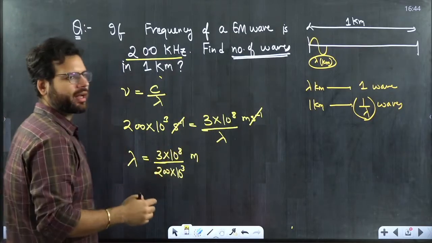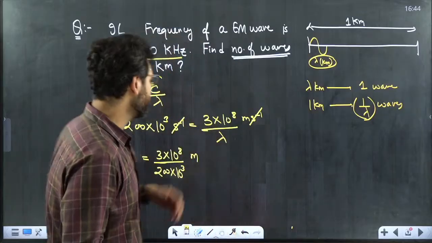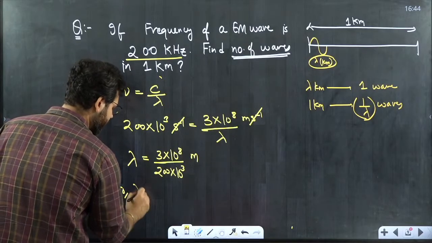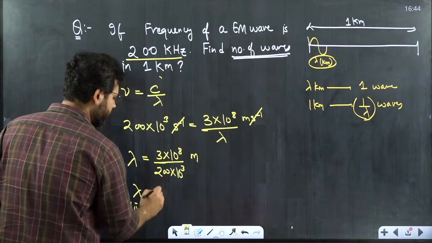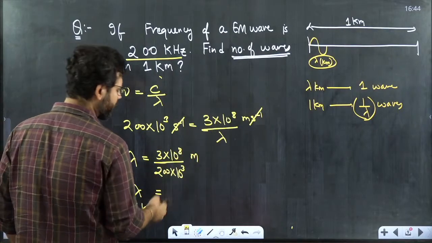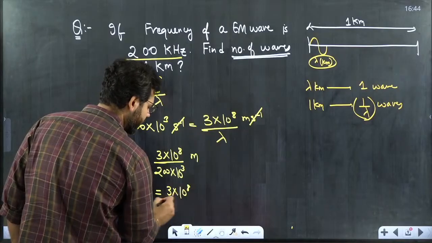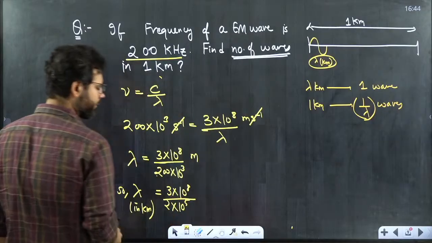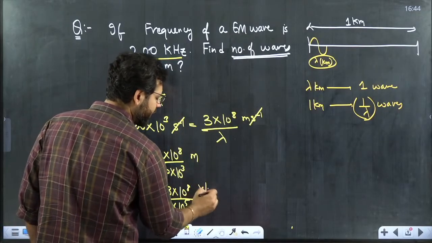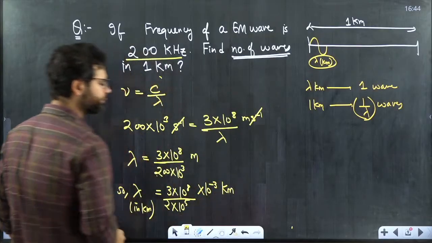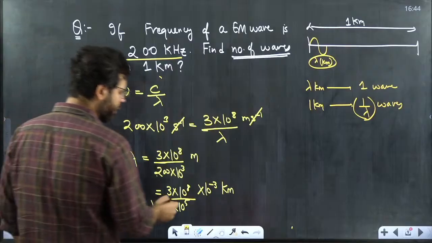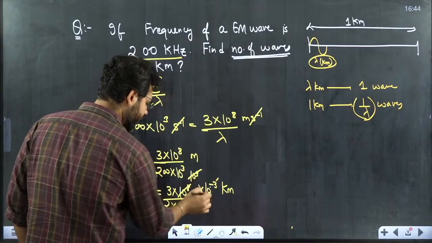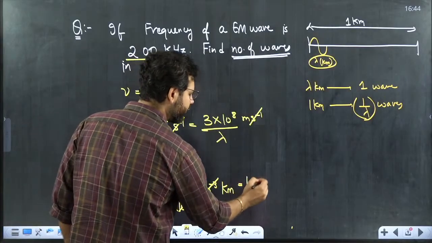I am not solving it further. I am just writing it in kilometer directly, and then we'll do 1 by lambda. So lambda in kilometer, if lambda in meter is this, meter to kilometer is 10 power minus 3. So it will be 3 into 10 power 8 by 2 into 10 power 5 meter, multiplied by 10 power minus 3 kilometer. This is the wavelength in kilometer. The 10 power 3 and 10 power minus 3 cancel out. It is coming out to be 1.5 kilometer.